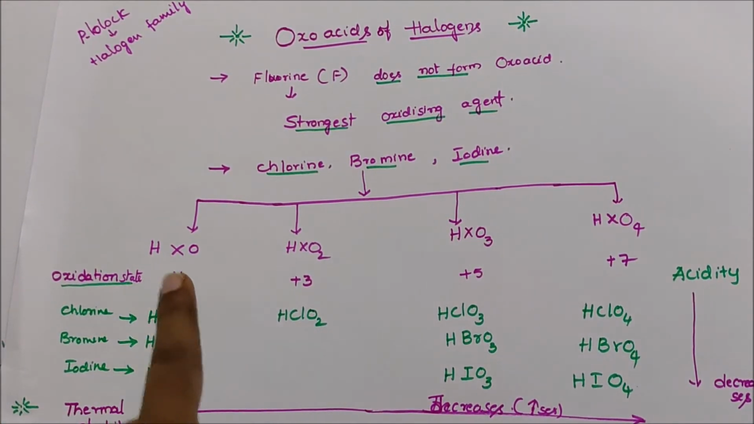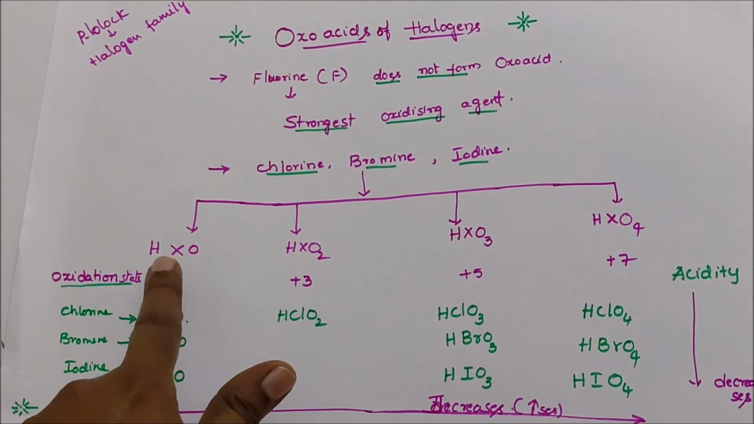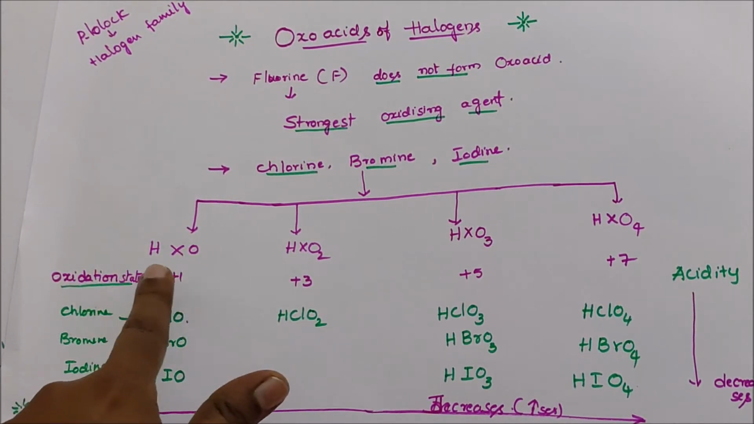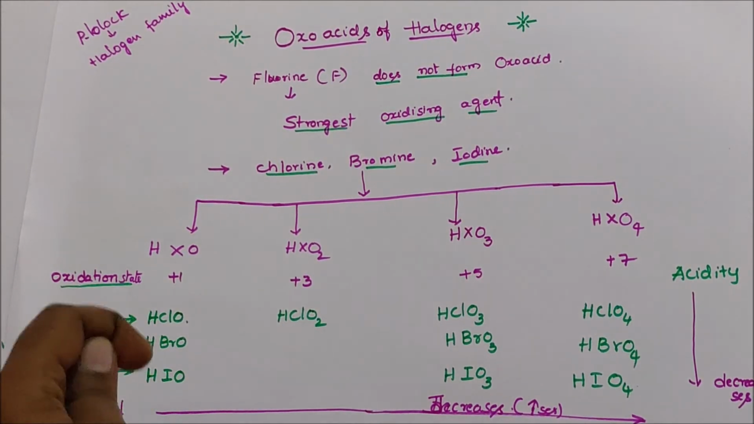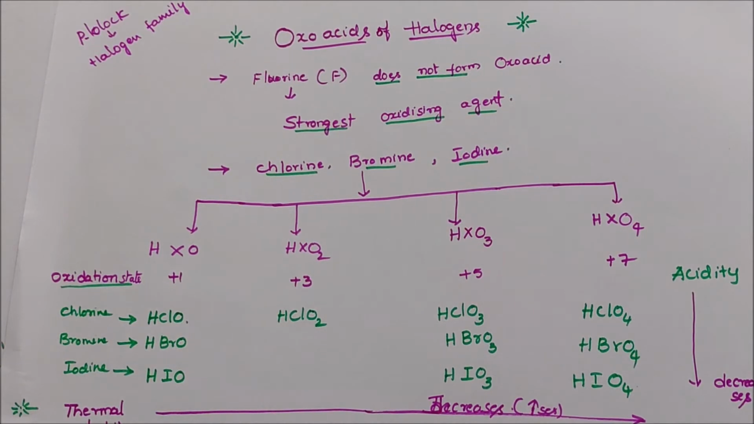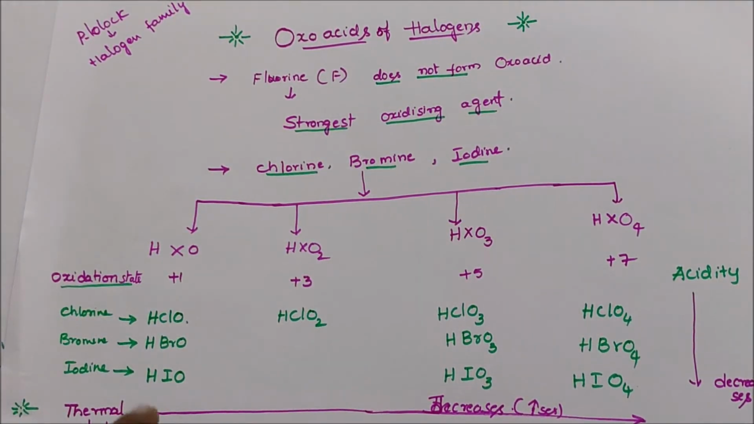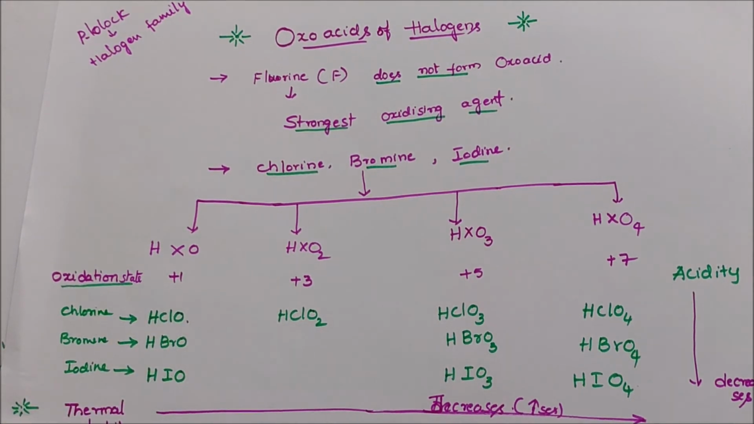HXO is called hypochlorous acid. In HXO, X is a halogen, any halogen like chlorine, bromine or iodine. These 3 only form oxoacids of halogens. Fluorine does not form any oxoacid. In HXO, the oxidation state of the halogen is +1.